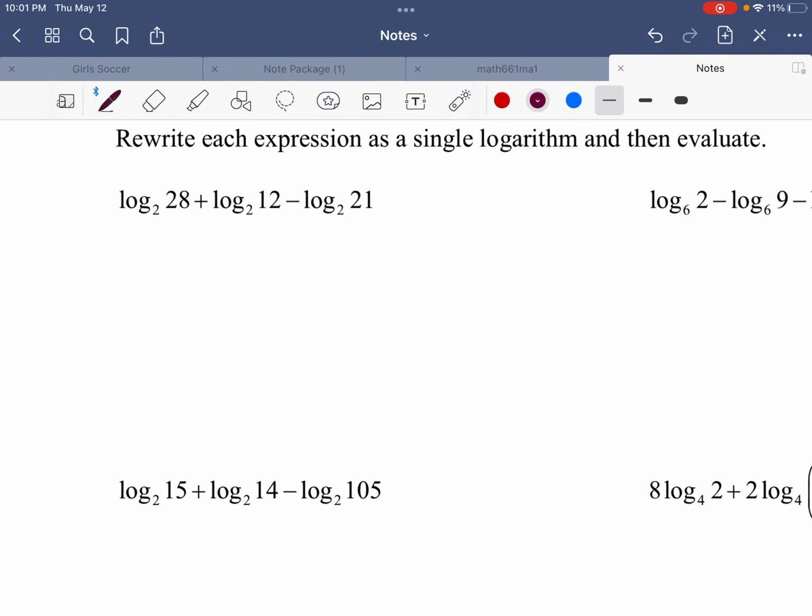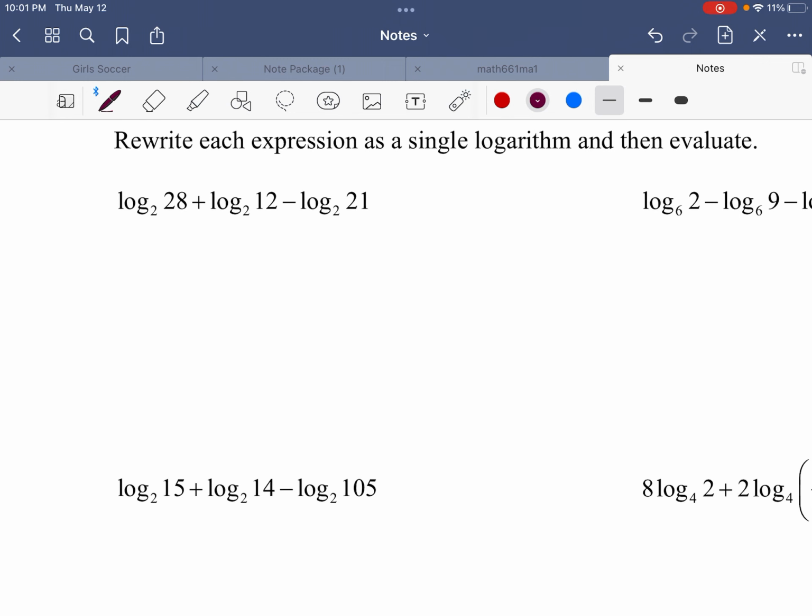to do here. All right, so rewrite each expression as a single logarithm and then evaluate. So we're adding a log and we're subtracting. So the first two get multiplied. So 28 multiplied by 12. And then we're subtracting, so we're going to divide by the third number. And this simplifies to log base 2 of 16.